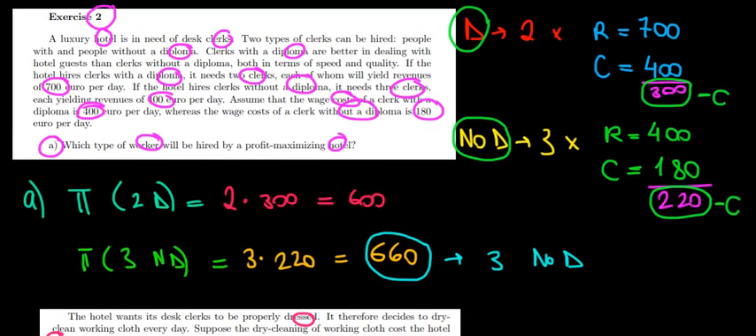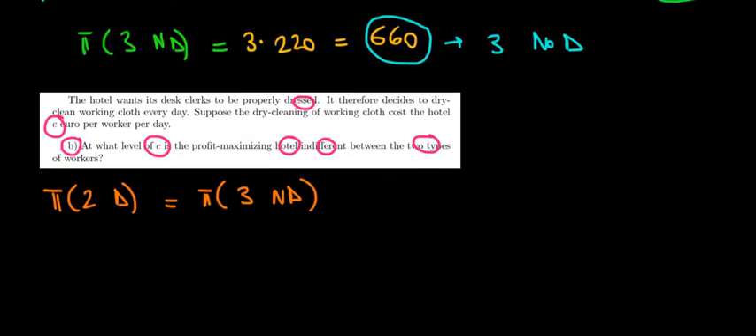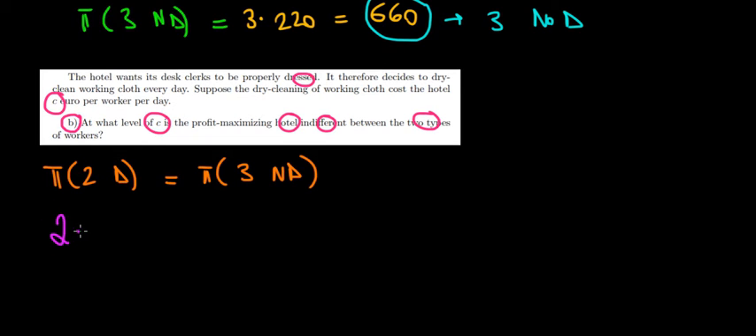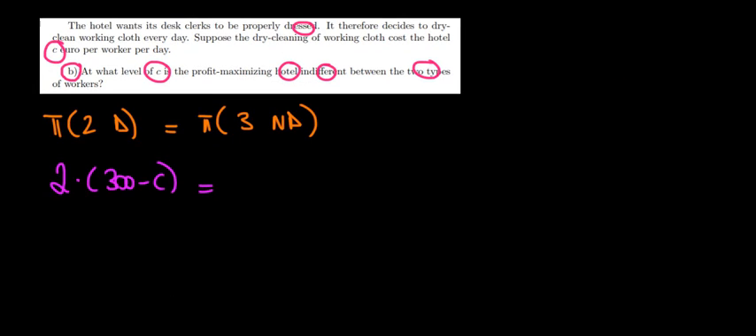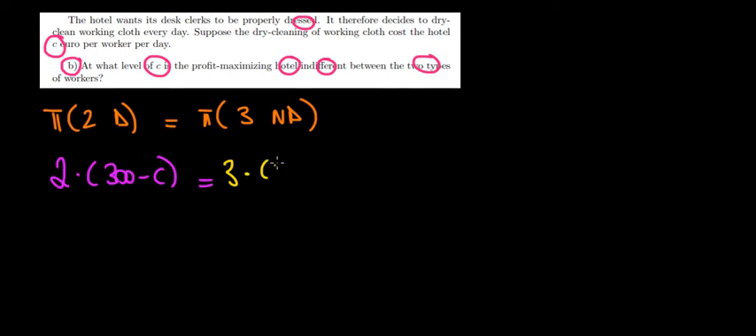Well, we just saw that the profit from a guy with diploma is 300 euros minus that cost of clothes, and because we have 2 of them, we must multiply that profit by 2. So we will have 2 times (300 minus C) equals, and the same logic goes to the other guy. For the guys without the diploma, we have a profit of 220 euros minus the cost per worker. We have 3 of them, so we must multiply that by 3. So we will have 3 times (220 minus C).